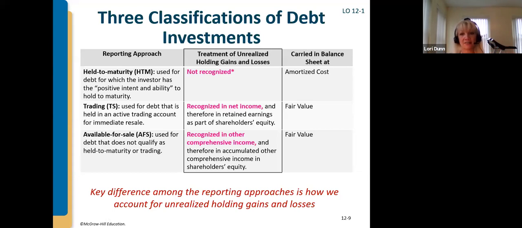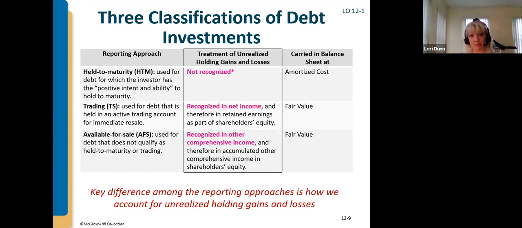Or your author identifies it with the acronym TS, trading securities. Only debt investments are put into these categories. Trading securities are debt investments that we're actively holding to resell quickly, 3 to 6 months if you wanted to put a time period on it. So if you are an investor, you buy a bond, a debt security, and you say, we're going to sell this in a couple months, you would put that security and do the accounting related to that debt security as a trading security.